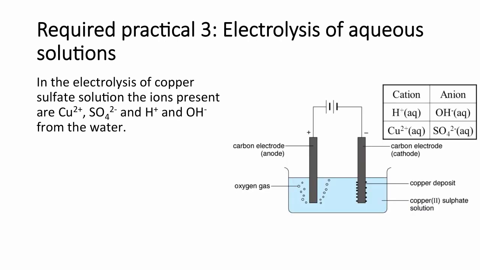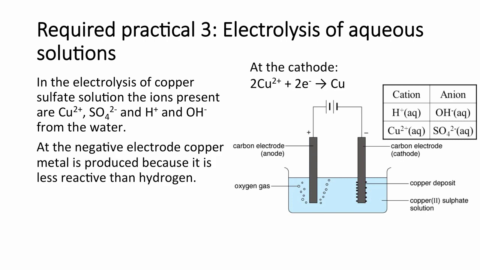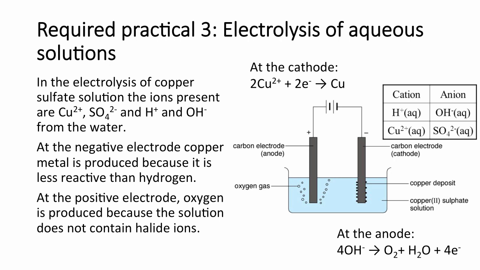In the electrolysis of copper sulfate solution, the ions present are copper 2+, the sulfate ion SO4 2-, and of course the hydrogen ion and the hydroxide ion from the dissociation of water. At the negative electrode, copper metal is produced because it is less reactive than hydrogen. At the positive electrode, oxygen is produced because the solution does not contain halide ions.